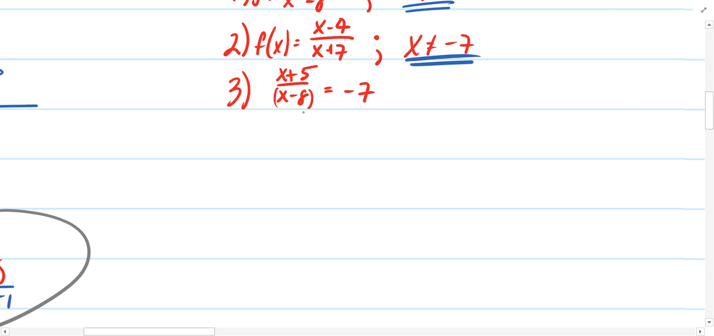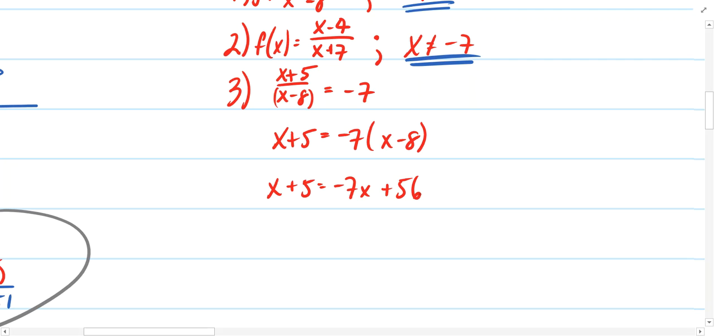I'm going to multiply both sides by x minus 8. So we now have x plus 5 equals negative 7 times x minus 8. And it'll be worthwhile to distribute here. So we'll call this negative 7x plus 56.